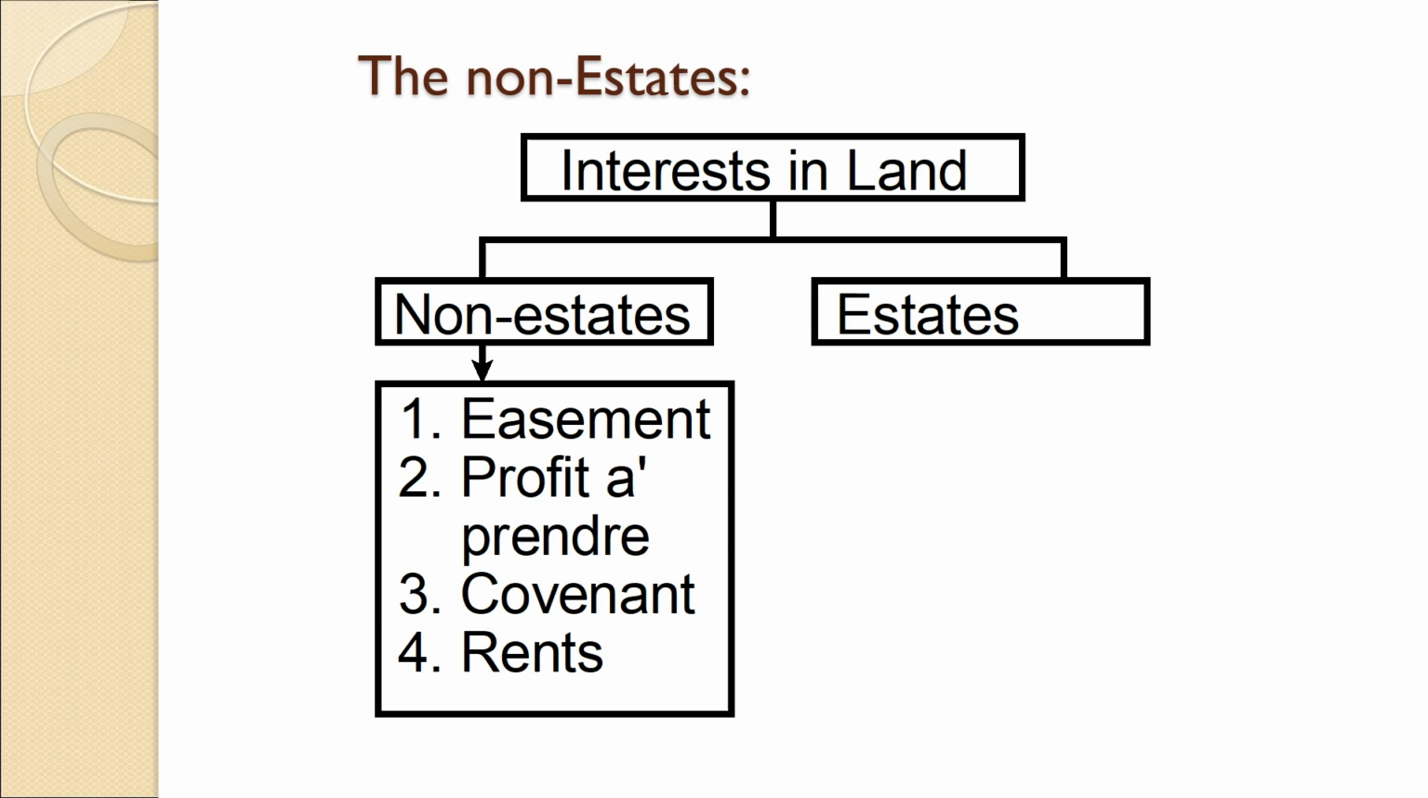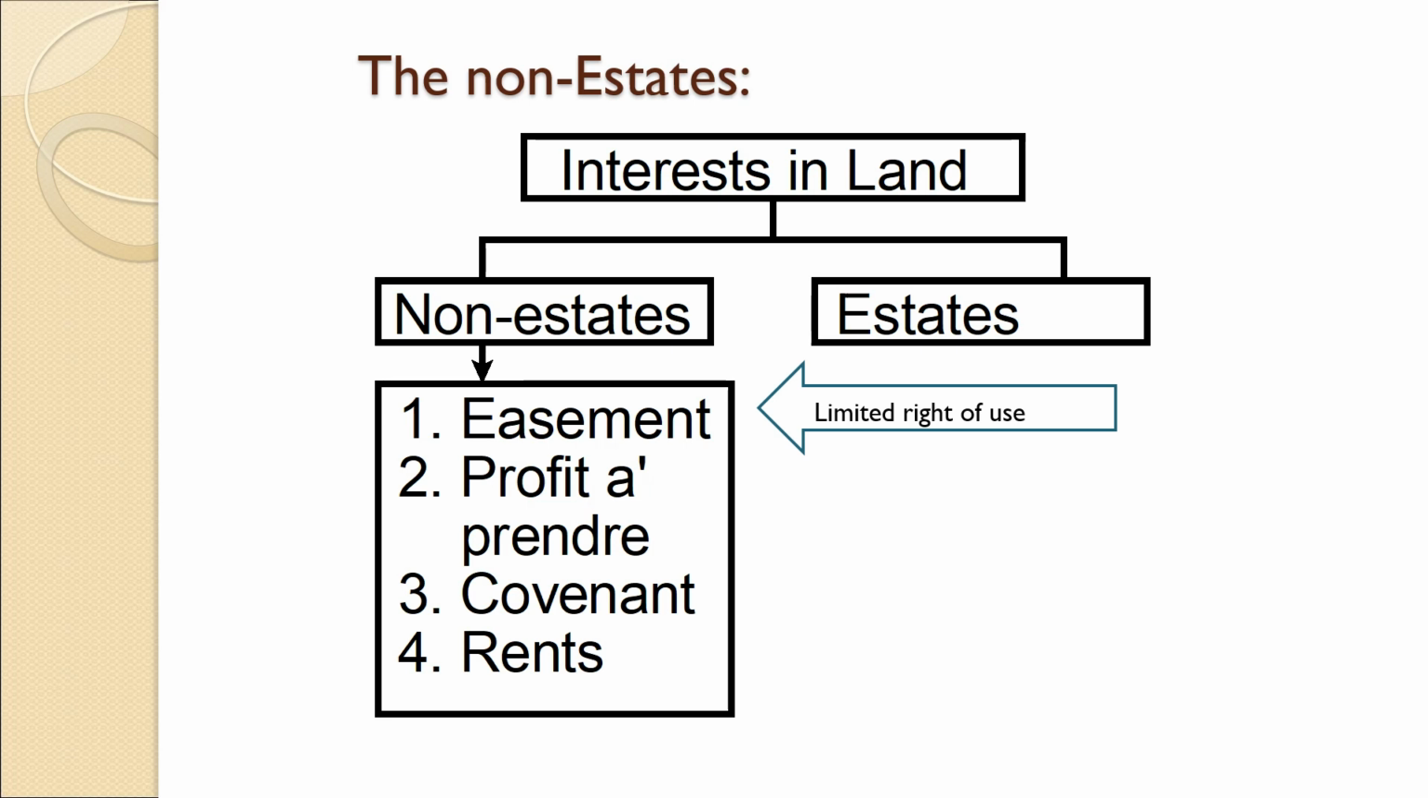Now let's take a look at the non-estates. There are 4 of them that we're going to list here. The first one is called an easement, and an easement is a limited right of use of somebody else's land. Notice that I said a limited right of use. It isn't possession. If it were possession, it would be in the estate column, but an easement is only a limited right of use and not possession.